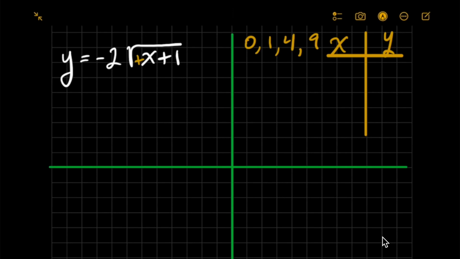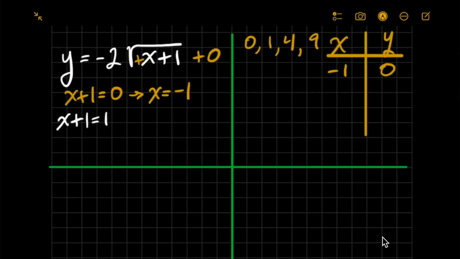Okay, we're going to set the radicand equal to 0. That is going to give us x equals negative 1. That is going to give us our origin. Now notice that k value is a hidden 0. So our origin, folks, is going to be negative 1, 0. Okay. Next, we're going to set x plus 1 equal to 1. When we subtract 1 from both sides, we're going to get x equals 0.